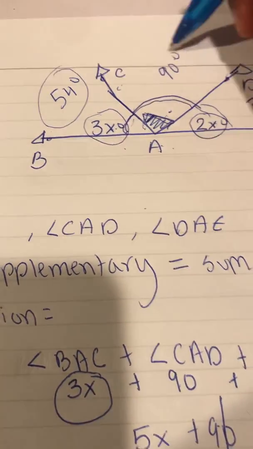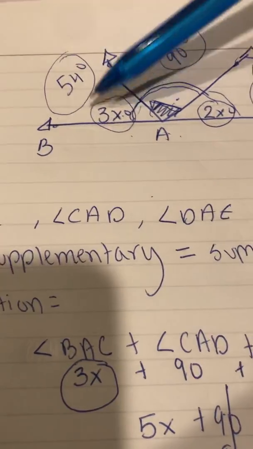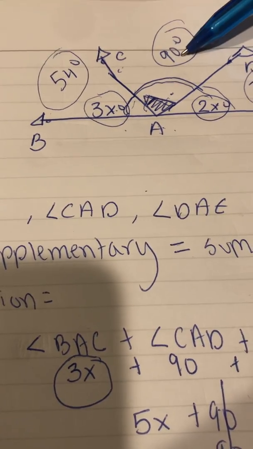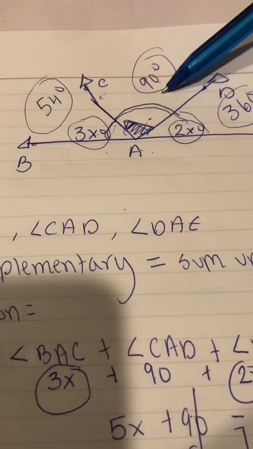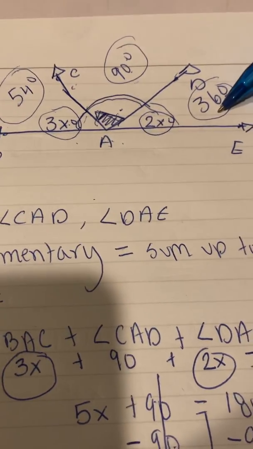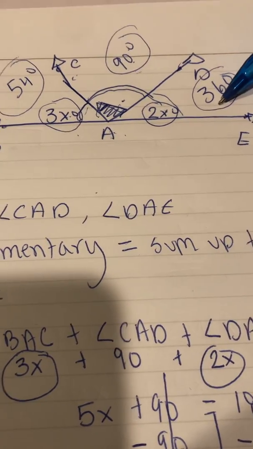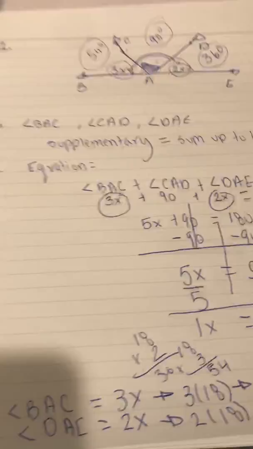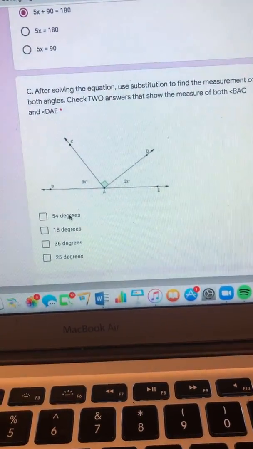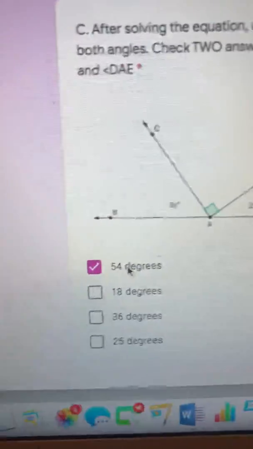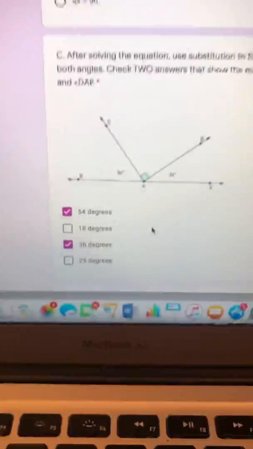And all together, you have 54 plus 90 plus 36. And if you add them all together, 54 plus 90 is 144. 144 plus 36 gives me 180. So, at last, in the last part, in the guided notes, you're just going to click both measures. We said that 3x was 54 degrees and 2x was 36 degrees.